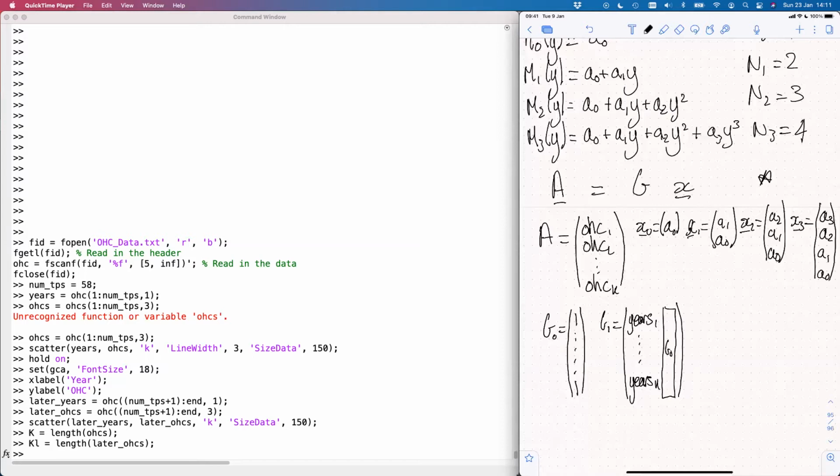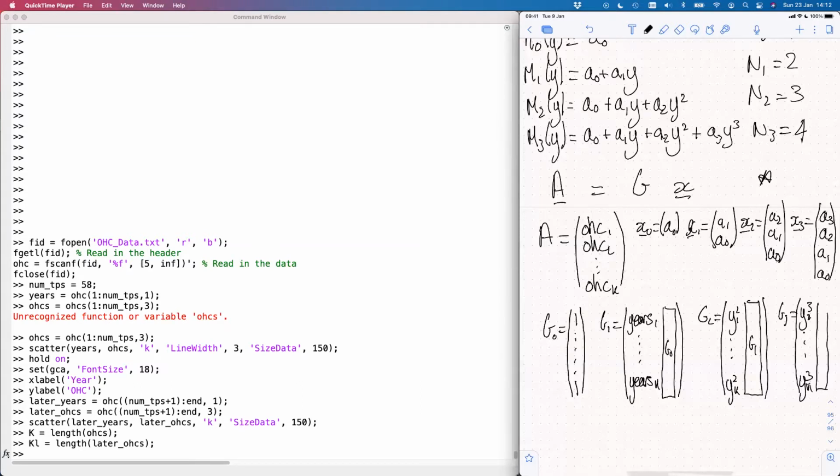And similarly, I can write G2 then in terms of G1, where we've just got the years squared. I'm just going to abbreviate it to Y now. Y1 squared down to YK squared, followed by a copy of the matrix G1, which, so in full it will be years, column of years squared, column of years, column of ones. And similarly, G3 is then years cubed followed by a copy of G2.